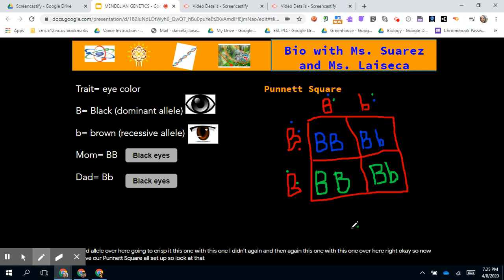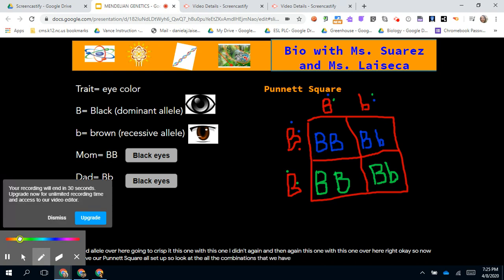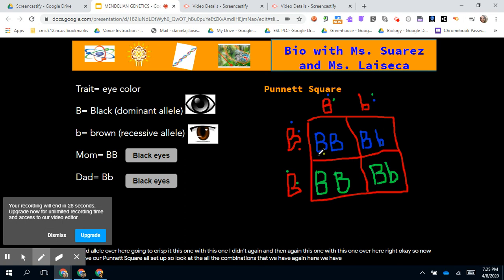So look at all the combinations that we have. So again here, we have a homozygous dominant, heterozygous, homozygous dominant, heterozygous. So we have 100% of black eyes.